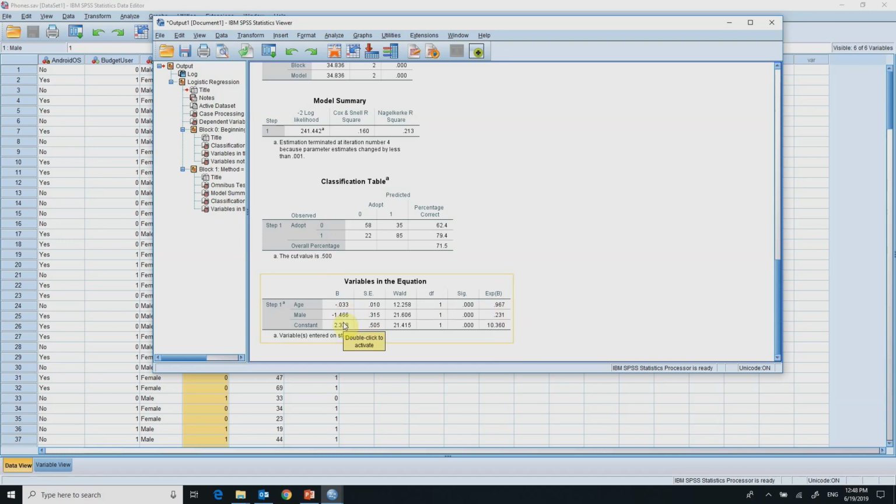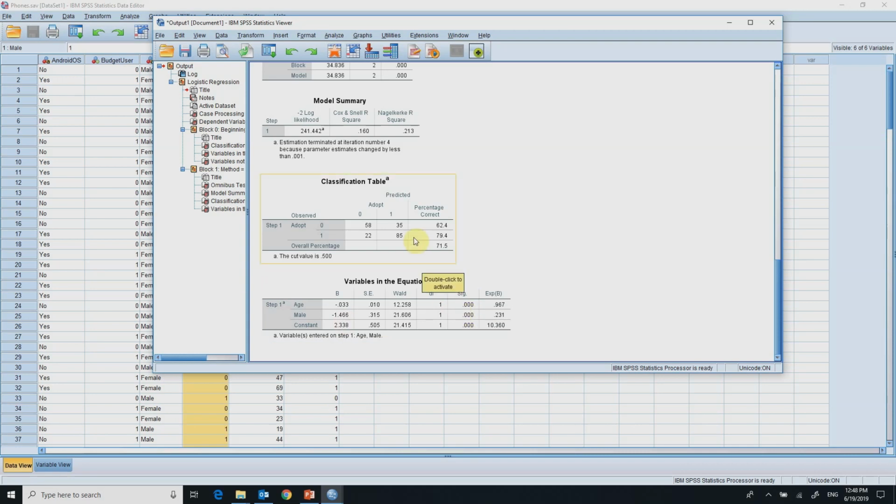So what does this table tell us? It tells us that a 1 year increase in age decreases the log of the odds by negative 0.033. Or in simple English, older people are less likely to adopt the product. And for the male variable, this tells us that males are less likely to adopt our product compared to females. And as we said, both variables are significant.